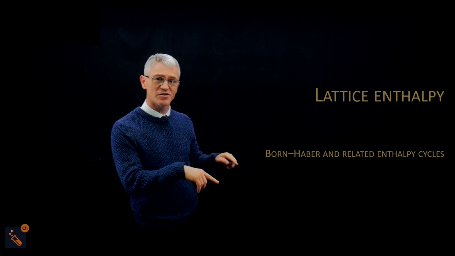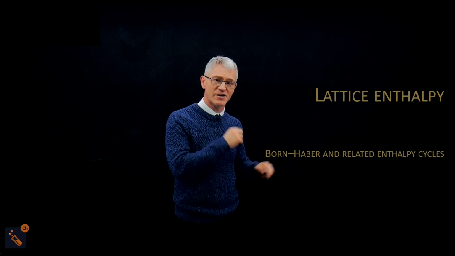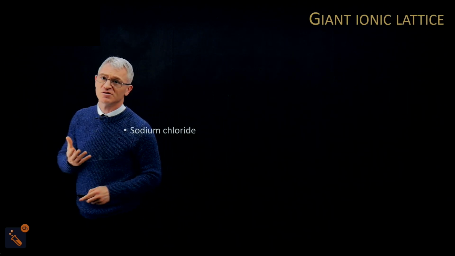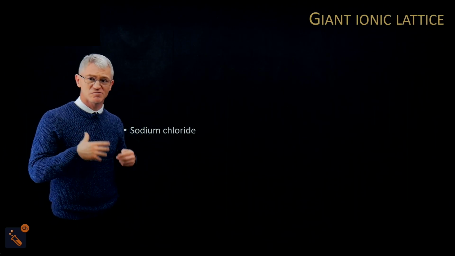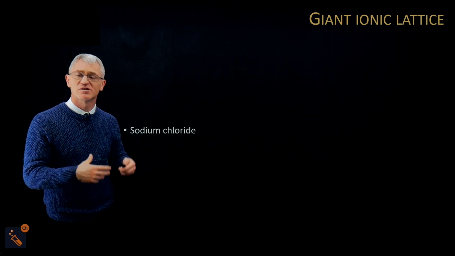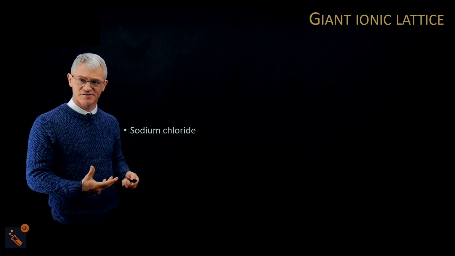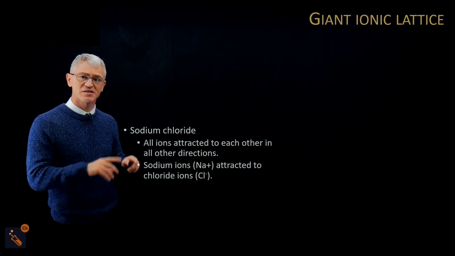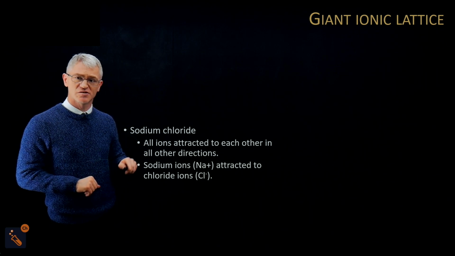So, if we go here, we've got Born-Haber and related enthalpy cycles. So, giant ionic lattice, that's what it's all about. So, Born-Haber cycles are all about ionic lattices. Okay, so quick reminder on ionic lattices. All ions are attracted to each other in all other directions.